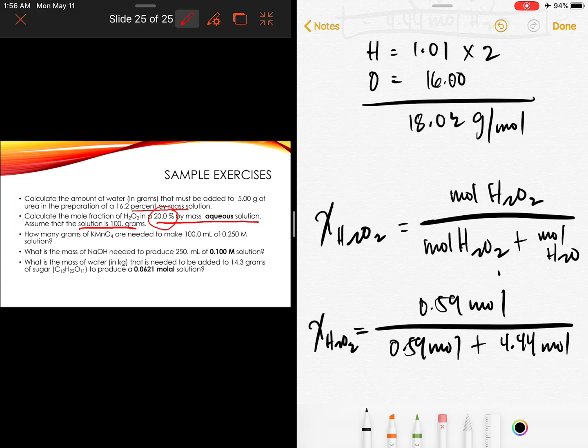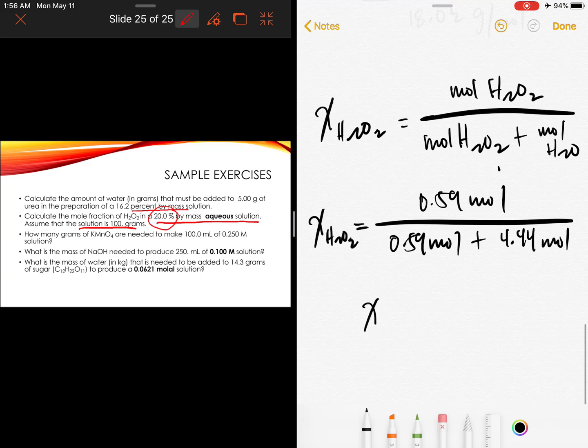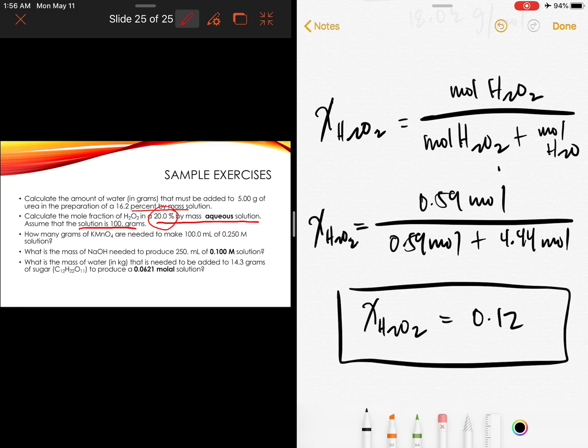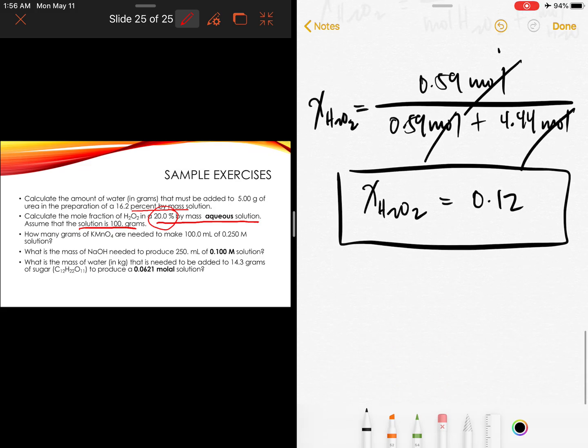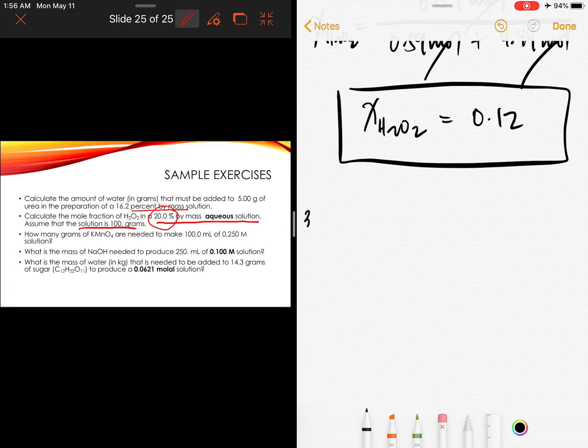So the mole fraction is, let's type that in our calculator, 0.59 plus 4.44, it's 0.12. So the mole fraction of hydrogen peroxide is 0.12. There's no unit because mole fractions are unitless, because as you can see here, the unit moles cancels out. Okay, very easy. Let's proceed to problem number 3.